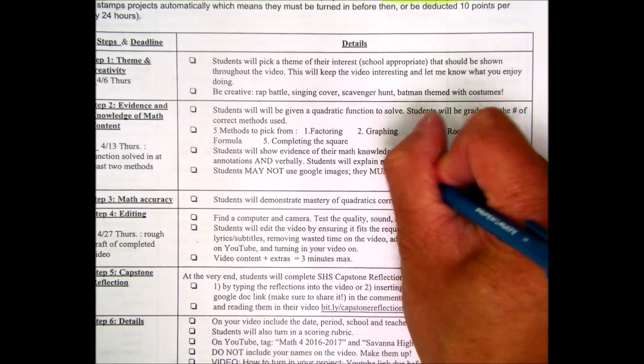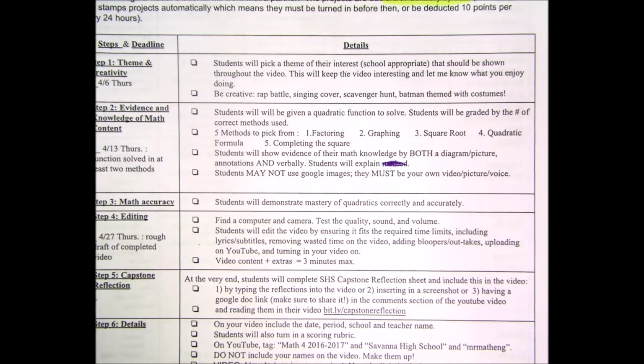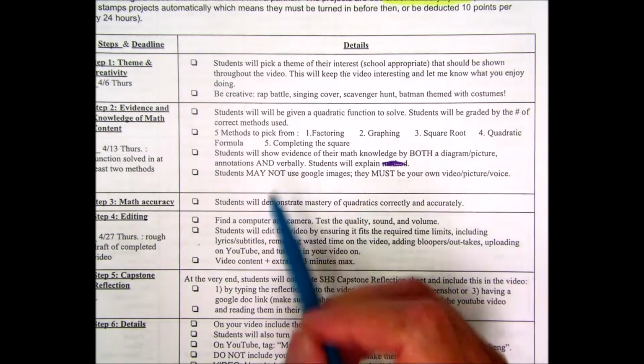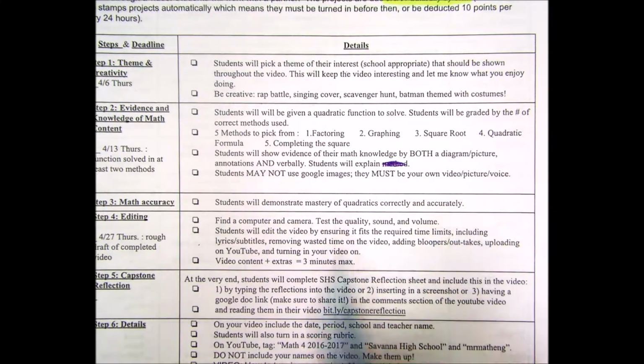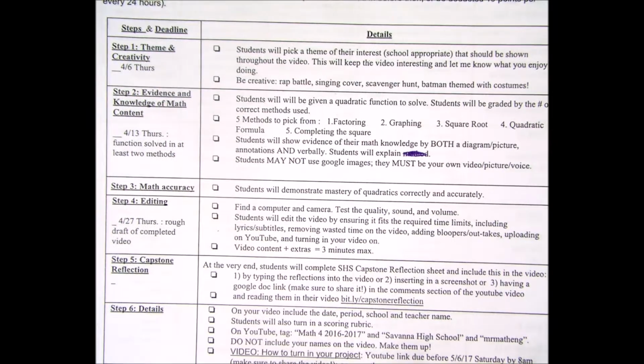Students will explain. You can cross that off. Students will explain. So you're using it by word. You're not just going to show it to me, you're going to tell me. Show and tell me. Students may not use Google Images. They must be your own video/picture or voice. Okay? So we want to know that you've done this project.